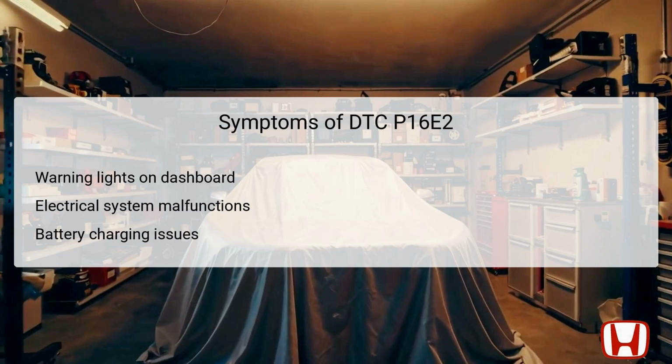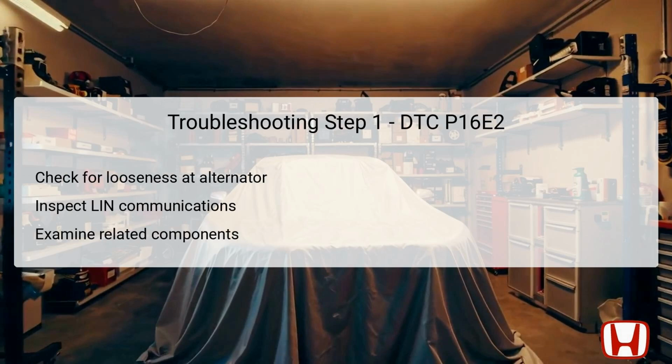The first step in troubleshooting DTC P16E2 involves a careful inspection of the alternator, specifically verifying that the positive battery terminal is tightly secured. Loose connections are often the root cause of this error. Following this, the integrity of the LIN communication lines should be assessed, ensuring that there are no frayed wires, breaks, or other issues that could interrupt communication between the alternator and PCM.